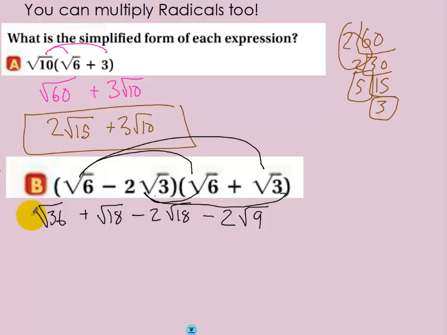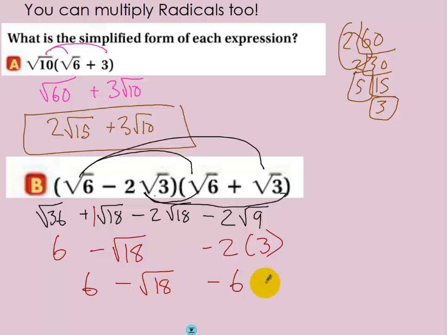Okay, so if I simplify that, square root of 36 is just going to be 6. This 1 square root of 18 minus 2 square root of 18s, I'm going to combine them to be minus 1 square root of 18, or just minus square root of 18. And the square root of 9 is going to be 3, so that becomes minus 2 times 3. So negative 2 times 3 is going to be negative 6. So I have 6 minus square root of 18 minus 6. And that's going to equal, 6 minus 6 cancels each other out because they are opposite numbers. So it's going to be negative square root of 18.